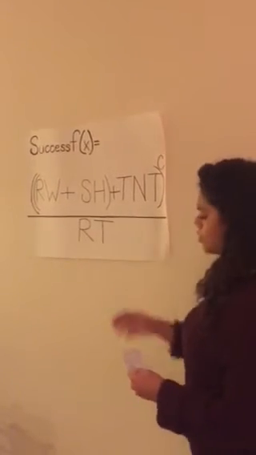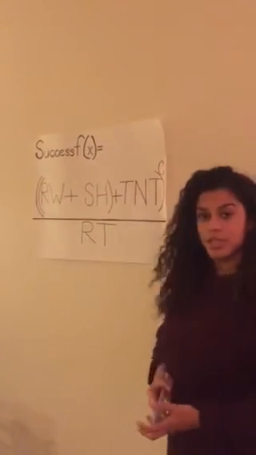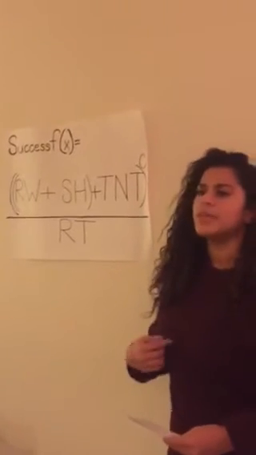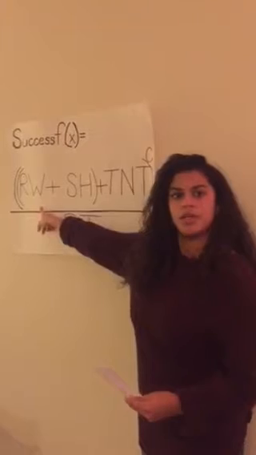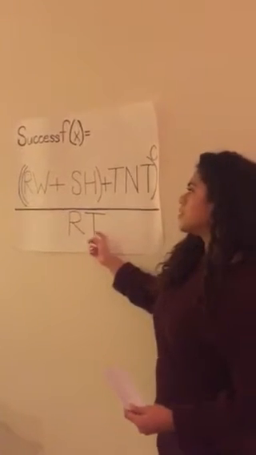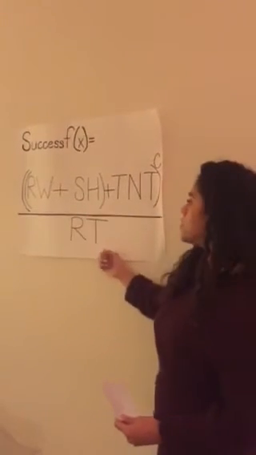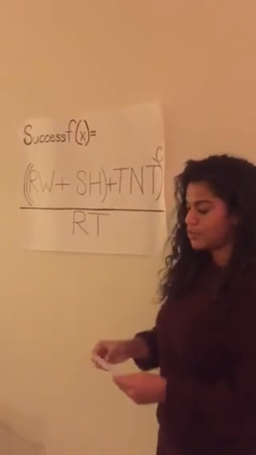Now, each of these components is divided by RT, which is risk-taking, because I believe that a person must take a risk when recognizing their weaknesses. A person must take a risk when seeking help. And a person must take a risk when trying something new.